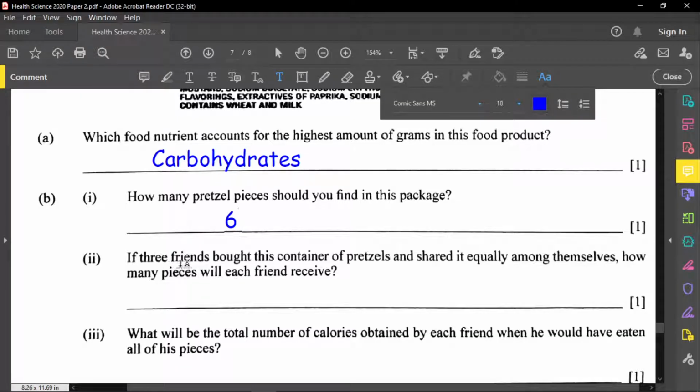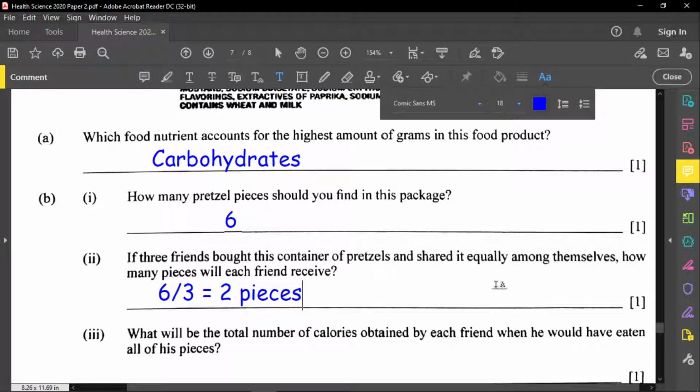It said, if 3 friends bought this container of pretzels and share it equally among themselves, how many pieces will each friend receive? To get this, there are 6 pieces and you only have 3 persons. So you're going to say 6 divided by 3, which will give us 2 pieces. Okay, so each person will receive 2 pieces.